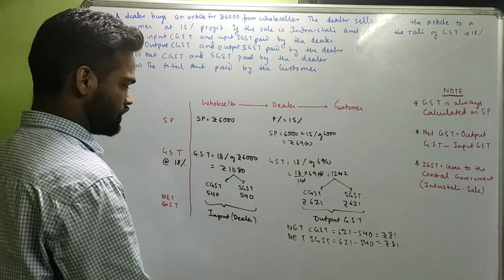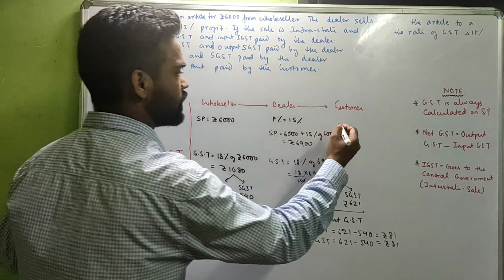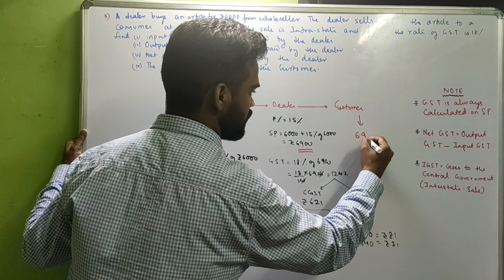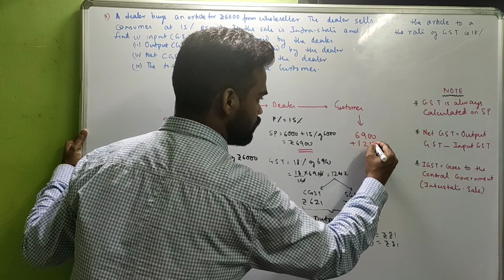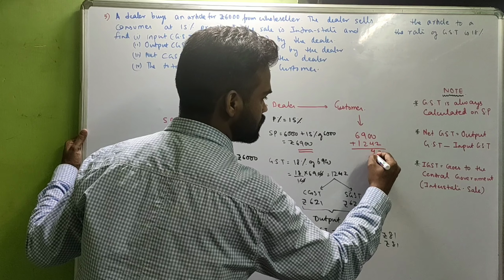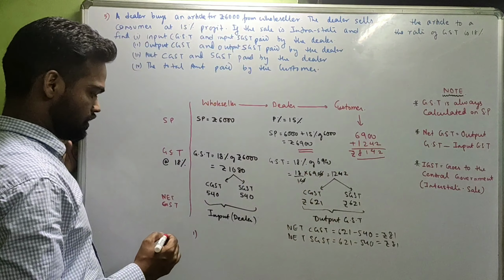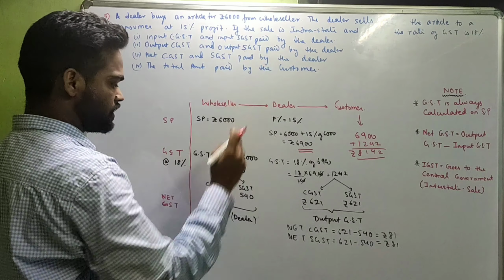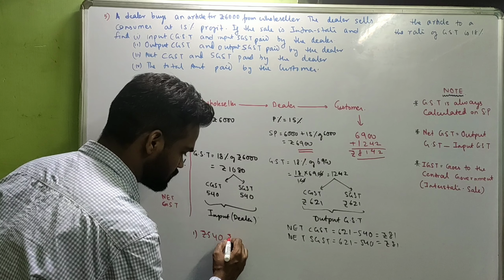Now let us see what they have asked for. The customer buys it for rupees 6900 plus the tax, which is 1242. So this is 8142. What they're asking: input CGST and input SGST paid by the dealer, which was this rupees 540, rupees 540.